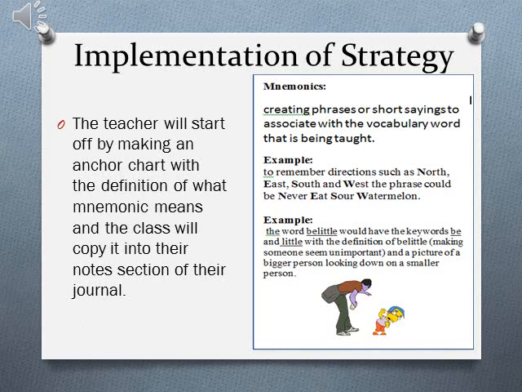To remember directions such as north, east, south, and west, the phrase could be never eat sour watermelon. Or the example of the word belittle, with having the key words be and little, with the definition making someone seem unimportant, and the illustration of a taller person talking down to a smaller person.